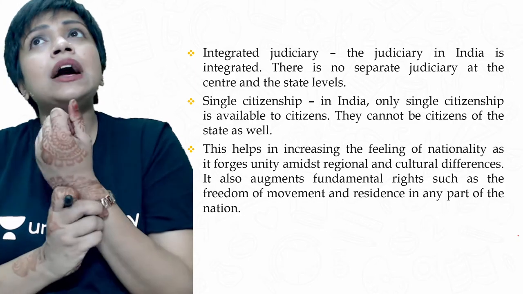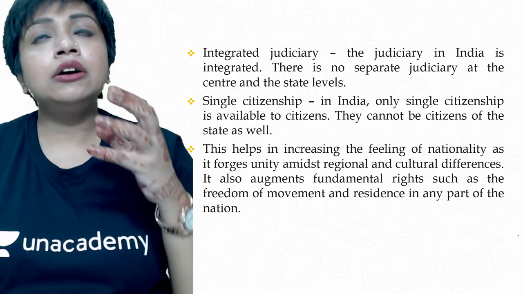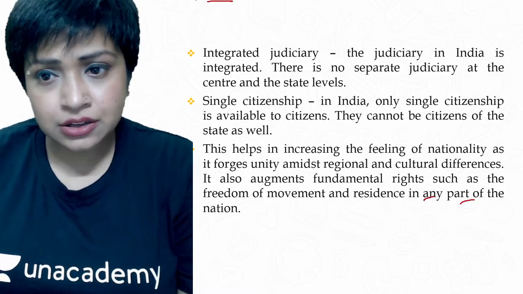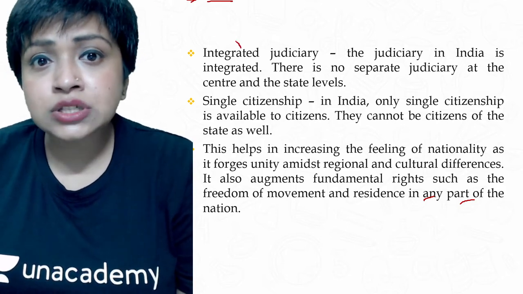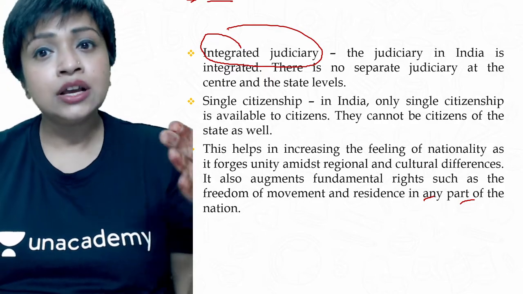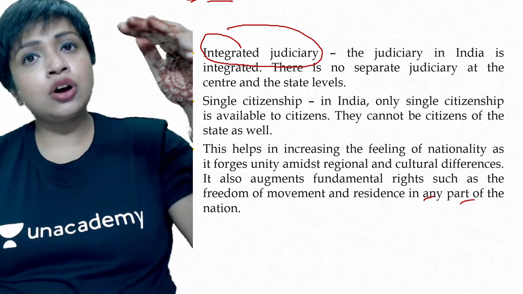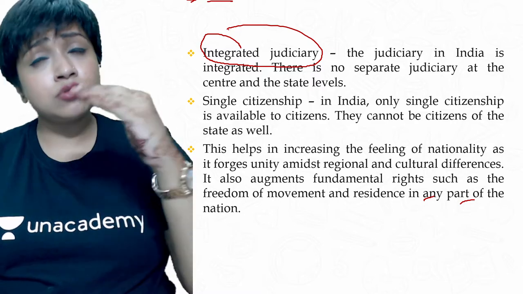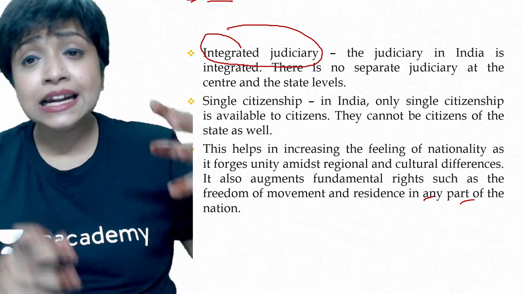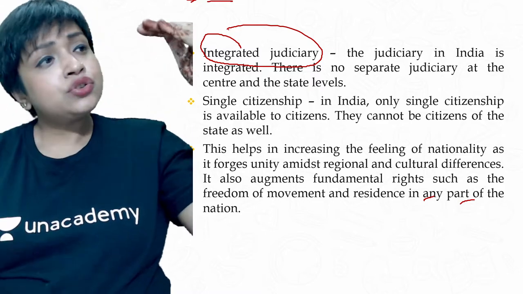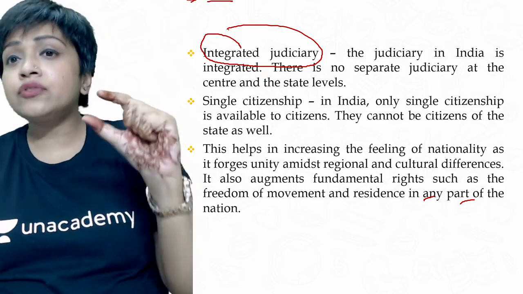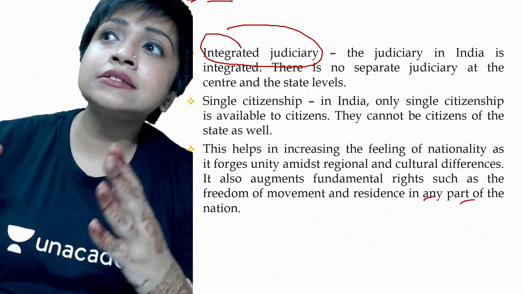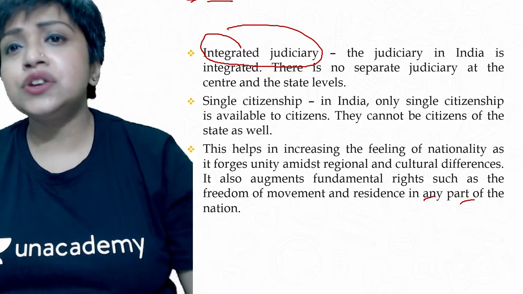Next is another reason why we can say that it is not a perfect federation. We know that definitely we have an independent judiciary. That is perfect. That is what we need. But India mostly has an integrated judiciary. Okay, so at the top you have the Supreme Court, below the Supreme Court you have the High Court, then you have the District Courts, etc. So this is one integrated feature, right? So there is no separate court for the union, separate court for the state, separate court for the district. They are all joined together. But this is another feature that is not a true feature of federalism.